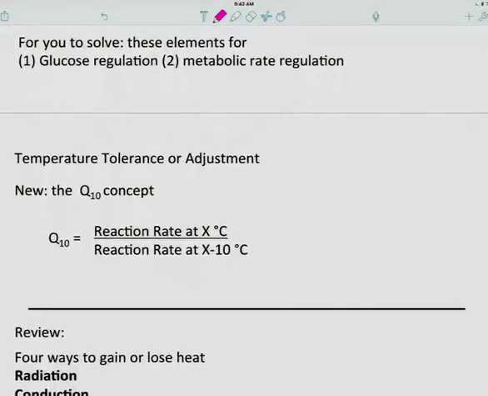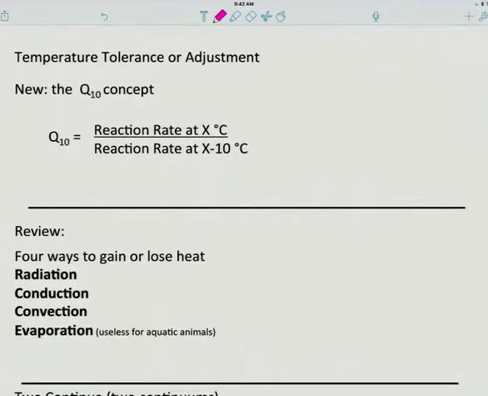And you should be able to do this for other things that we've talked about, like glucose regulation, calcium regulation, metabolic rate regulation. I want to add a concept here, the Q10 concept it's called. Q10, quotient 10, I don't know, for 10 degrees. And Q10 is simply the reaction rate at some temperature over the reaction rate at 10 degrees C colder. Okay, so it's how much does the reaction rate change. If the reaction rate doesn't change, Q10 is 1.